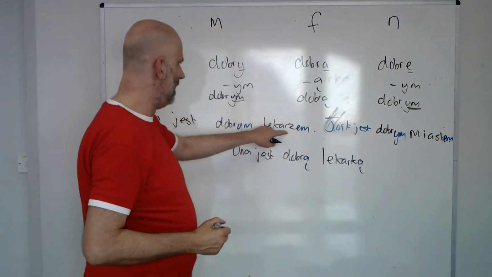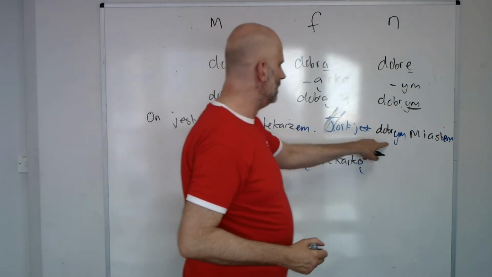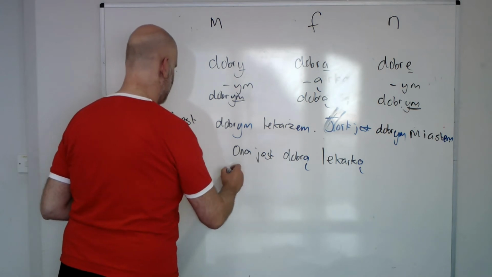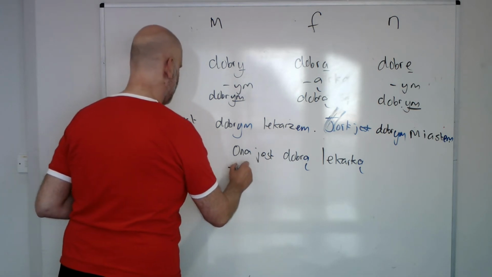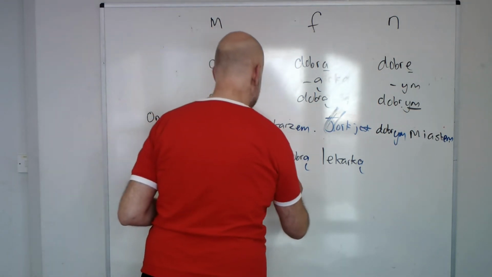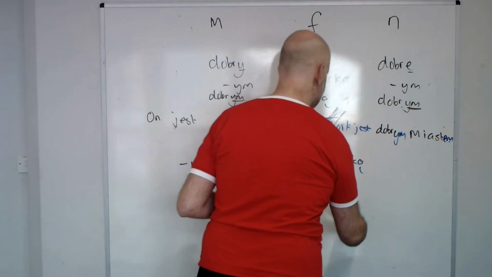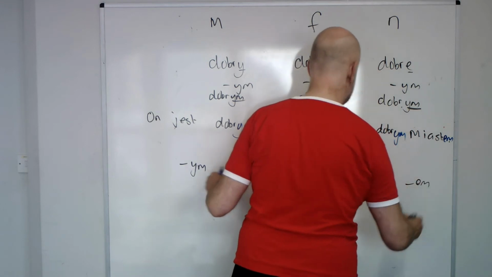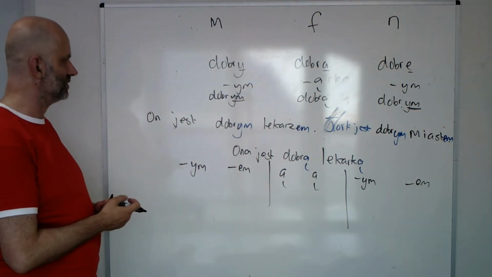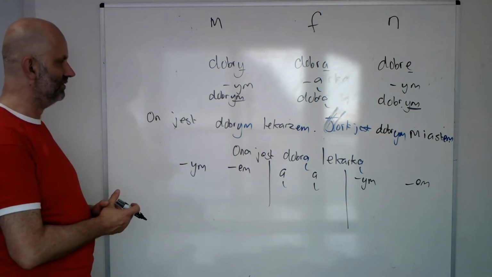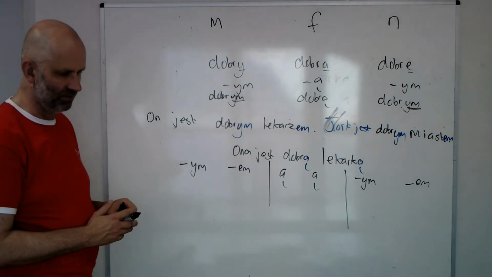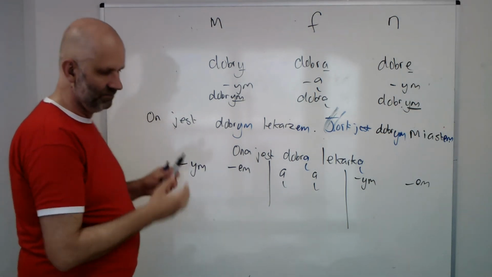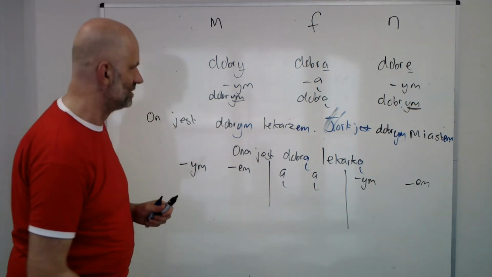The masculine adjective ending is -ym, and the noun is masculine; the feminine adjective ending is -ą, and the noun takes -ą; and the neuter is like the masculine, -ym. Obviously there are some exceptions to these, but this is the general rule for the majority. Okay, so what we're going to do now is look at some more singular adjectives.